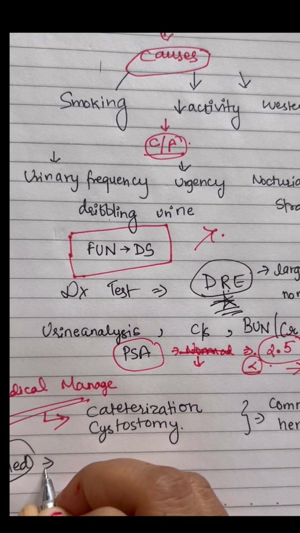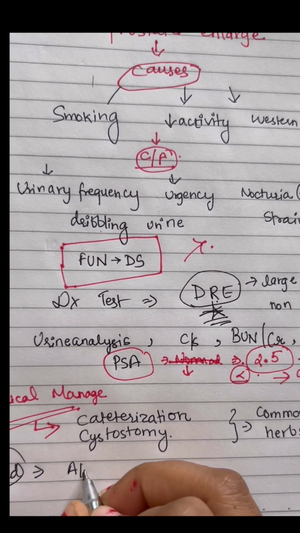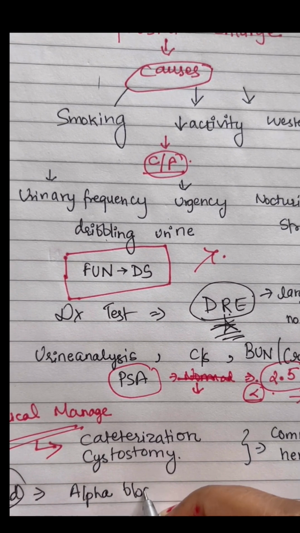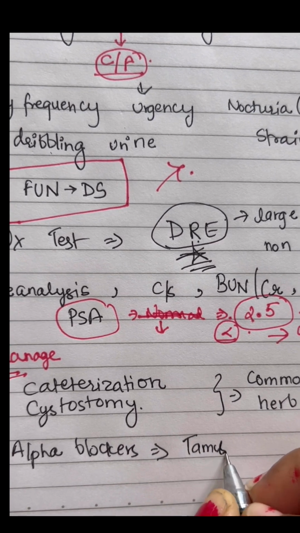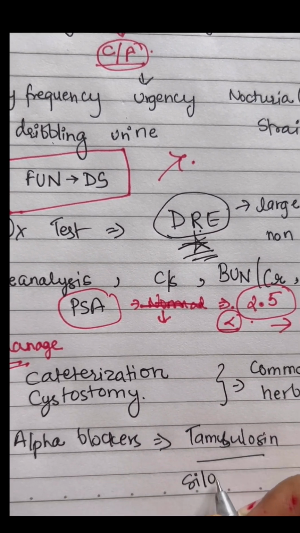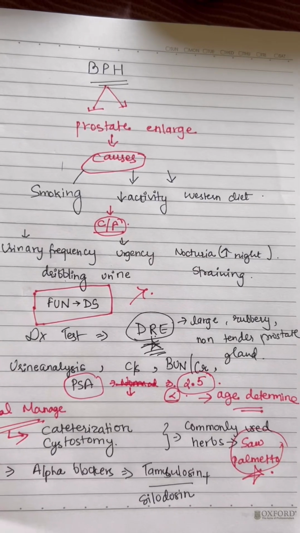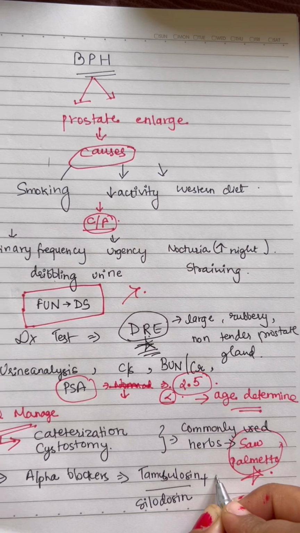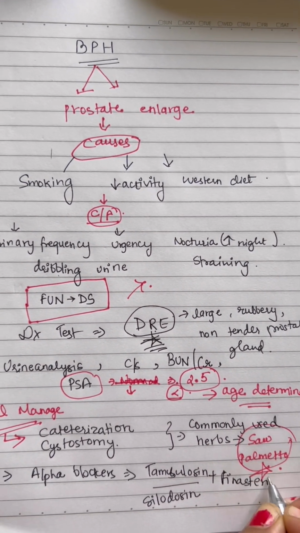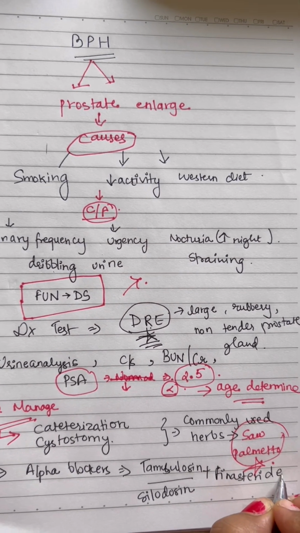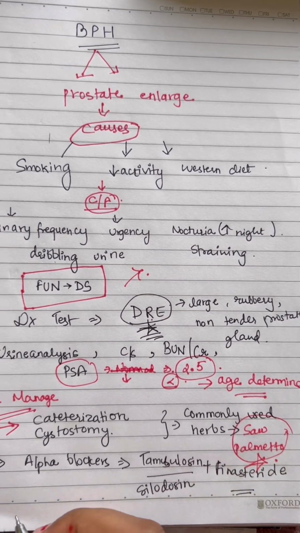Now let's learn about the different types of medication which are used in case of BPH. Remember alpha blockers. So what are the alpha blockers? Remember the medicine known as tamsulosin, and another one is silodosin. Similarly, there are more medicines which are commonly used in BPH. It is also known as finasteride, which is most commonly asked during your NCLEX examination. So always remember, finasteride is usually used in case of BPH.